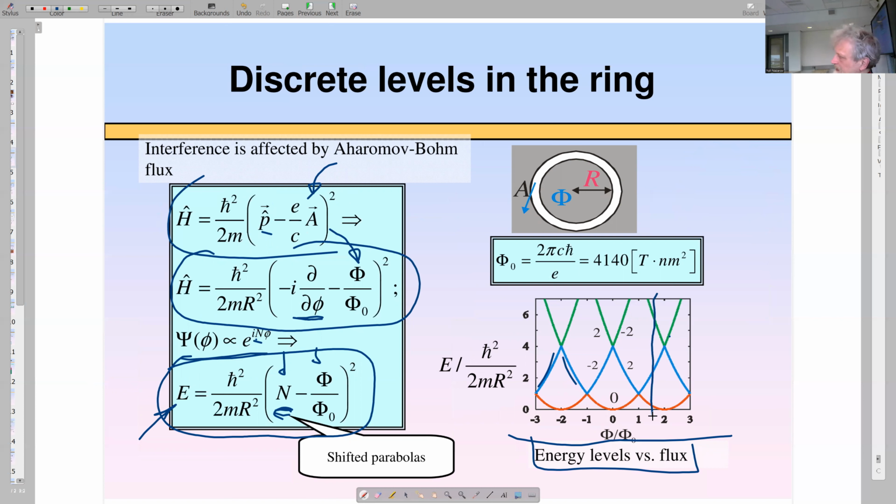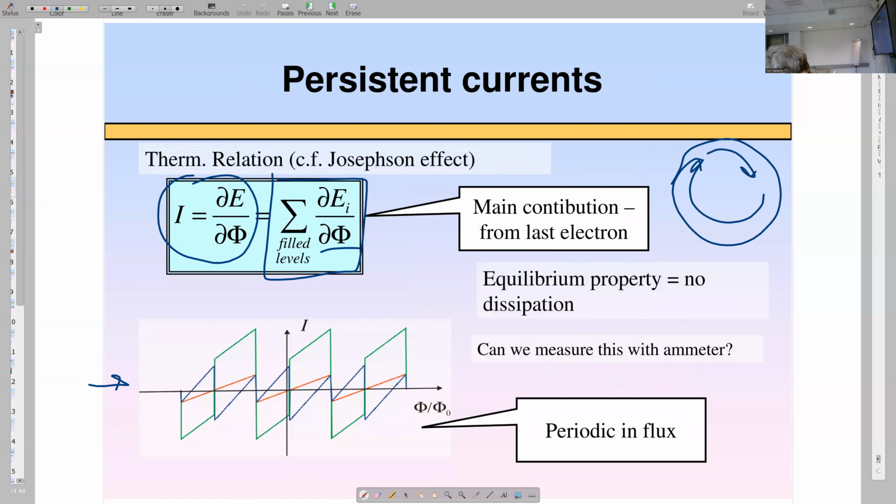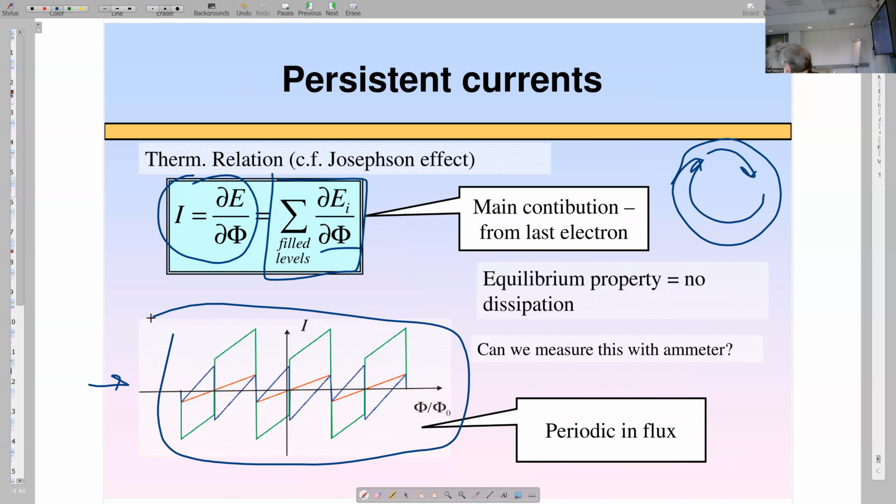We also see, perhaps it's convenient to see in this picture, that this persistent current does not increase if you increase the number of electrons. Why is it so? Derivatives, if you fill these levels, always come with alternating sign. Plus, minus, plus, minus, plus, minus. So it doesn't grow. It just oscillates. Good. And it's periodic in flux.